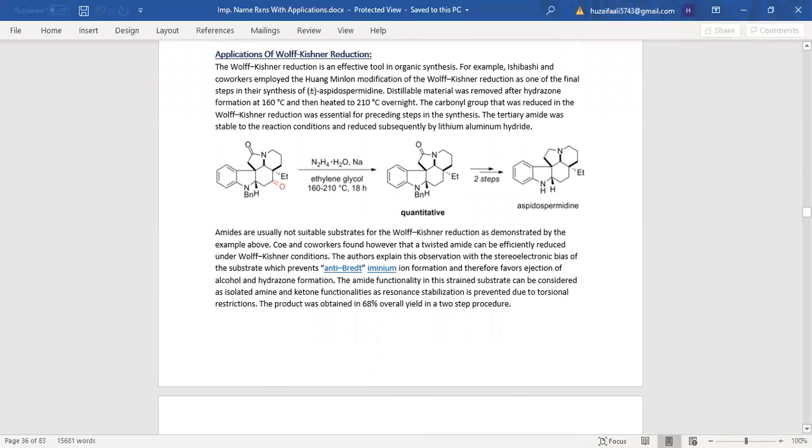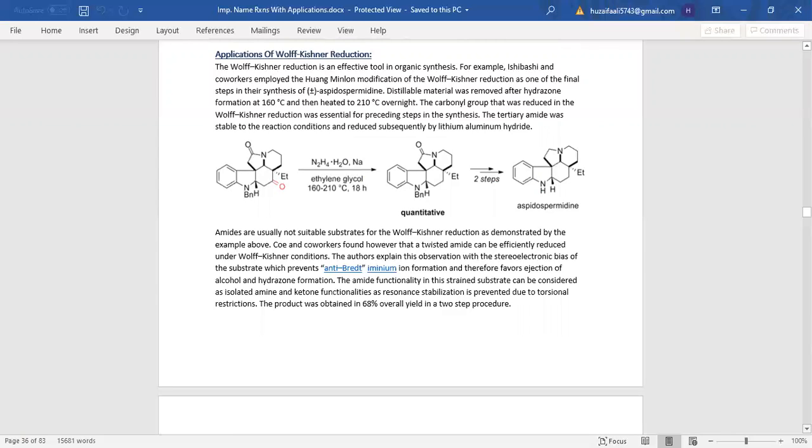Applications. The Wolff-Kishner reduction is an effective tool in organic synthesis. For example, Ishibashi and co-workers employed the Huang-Minlon modification of the Wolff-Kishner reduction as one of the final steps in their synthesis of aspidospermidine. Distillable material was removed after hydrazone formation at 160 degrees and then heated to 210 degrees overnight. The carbonyl group that was reduced in the Wolff-Kishner reduction was essential for preceding steps in the synthesis.